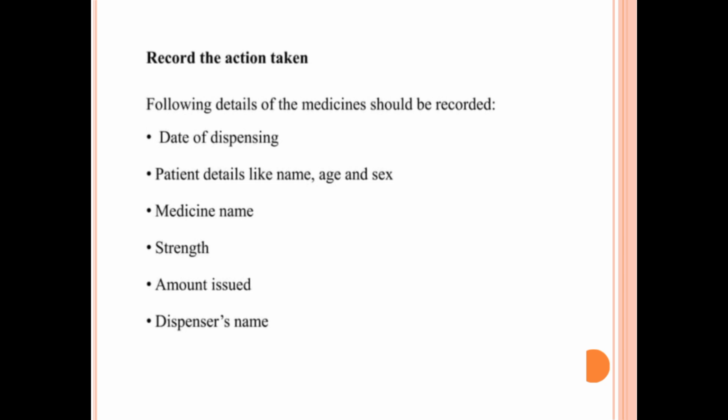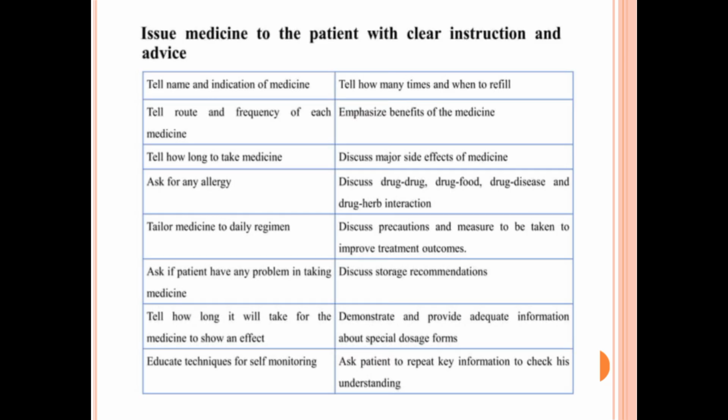Next is record the action taken. Records should be maintained, like date of dispensing, patient details like name, age and sex, medicine name, strength, amount issued, and dispenser's name. So all these things should be recorded, or a record should be kept about the patient's medication. Medication history should be maintained.